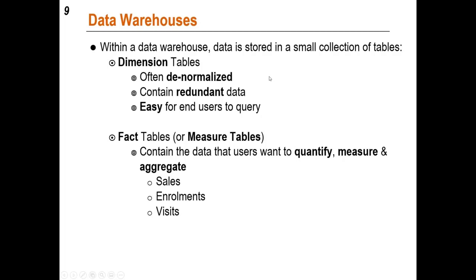Usually in data warehouses, we can have two types of tables. One type is called the dimension table, and the other is called the fact table, or the measurement table. Dimension tables look like strong entities in the transaction processing system, but in a data warehouse these dimension tables are often denormalized. That means we have lots of redundant data in the dimension table. That's perfectly okay, because we design this to easily query a large amount of data in a short period of time.